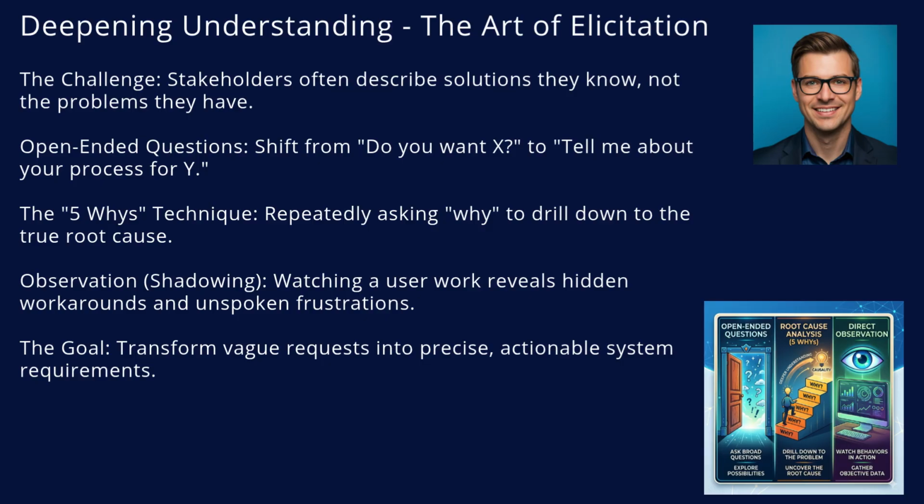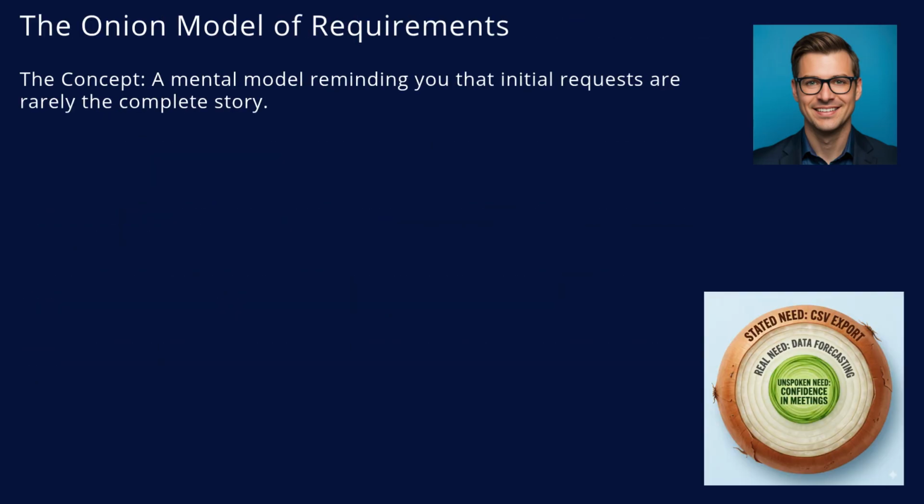The ultimate goal of these techniques is to gather enough deep context to transform their vague, initial requests into precise, actionable, and highly effective system requirements. To help you master elicitation, I want to give you a mental model called the onion model of requirements.